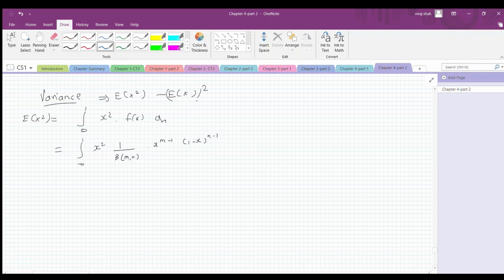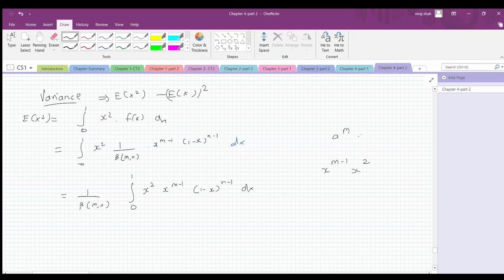dx. Similar step, I would take this term as constant. It does not contain the value of x, so it is a constant. I can take it out. So let me just take it out. I would be left with the integration. No. 1 upon beta of m comma n. I would be left with the integration from 0 to 1, x square, x raised to m minus 1, 1 minus x raised to n minus 1 dx, right? X raised to m minus 1 times x square. What was the indices formula?